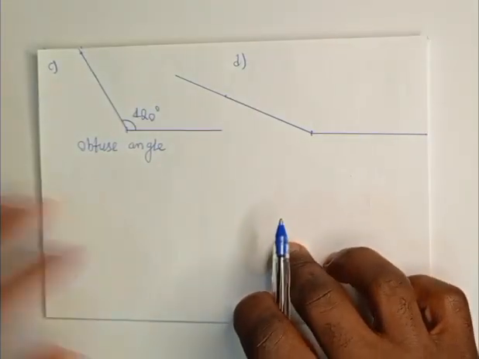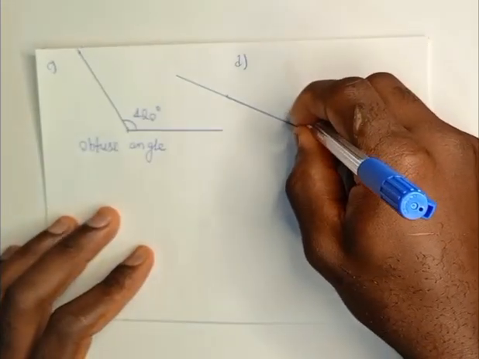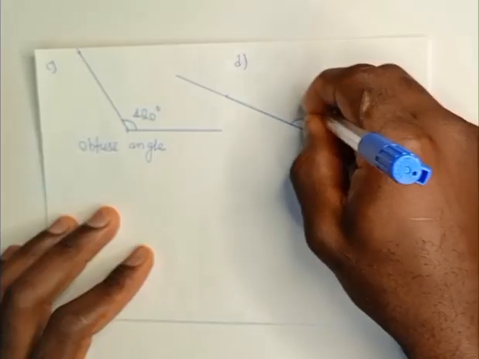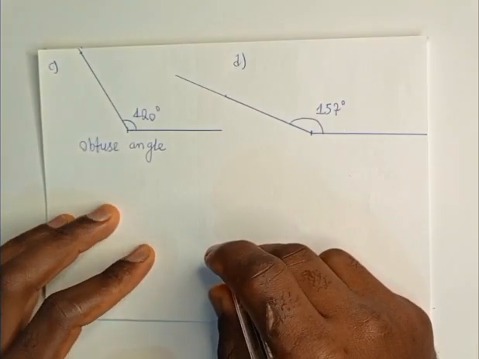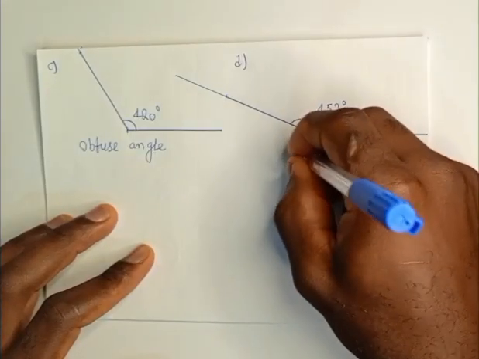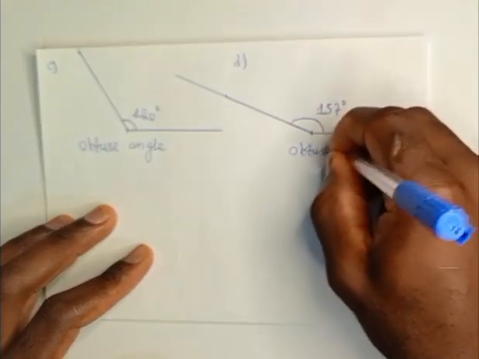Then we label the angle. This angle is 157 degrees, which is an obtuse angle.